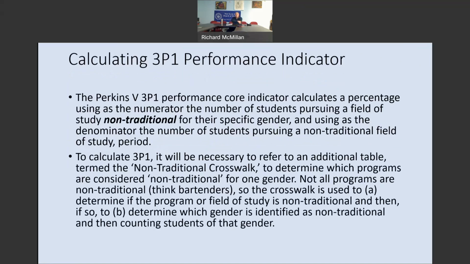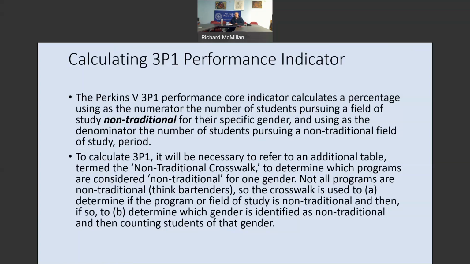The Perkins V 3P1 performance core indicator will be discussed next. The Perkins V 3P1 core indicator calculates the percentage using as the numerator the number of students pursuing a field of study non-traditional for their specific gender, and using as the denominator the number of students pursuing a non-traditional field of study, period. To calculate 3P1, it will be necessary to refer to an additional table termed the non-traditional crosswalk to determine which programs are considered non-traditional for one gender.